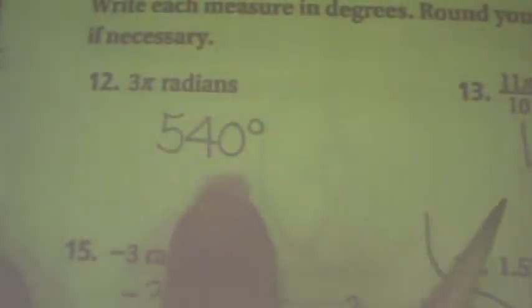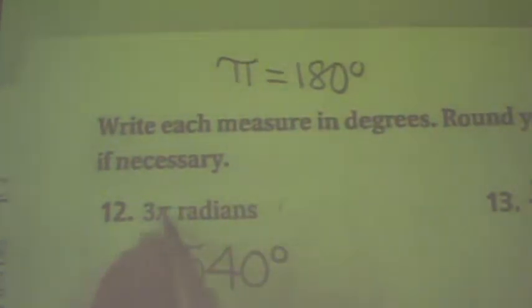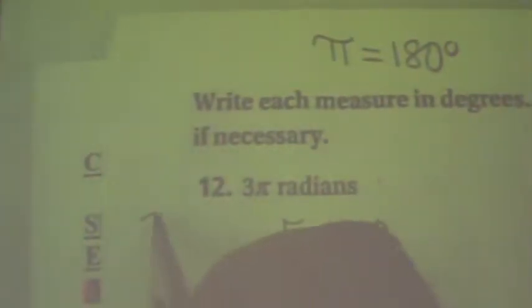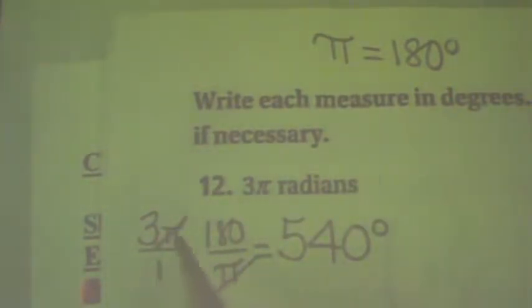How do you go from radians to degrees? Well, if pi is equal to 180 degrees, and you want to get rid of the pi, you're going to take these problems, so 3 pi, and multiply it by 180 over pi. And here the pi's cancel, so 3 times 180 is 540.